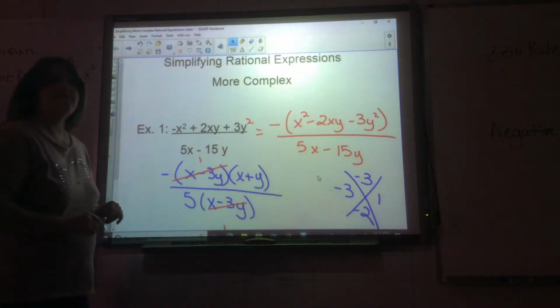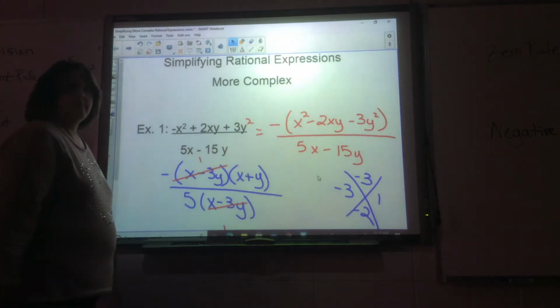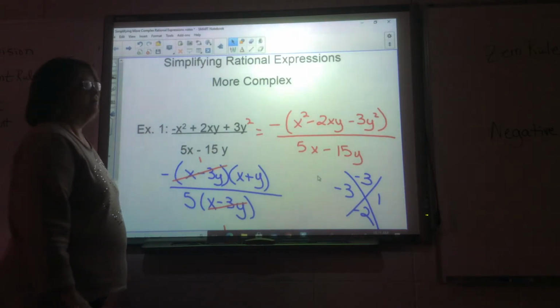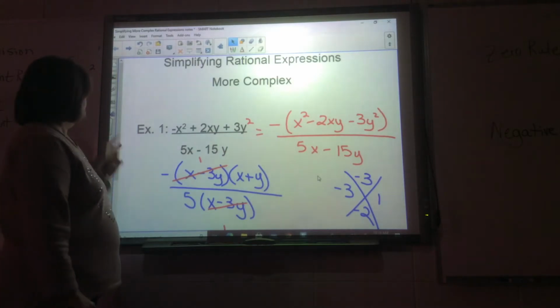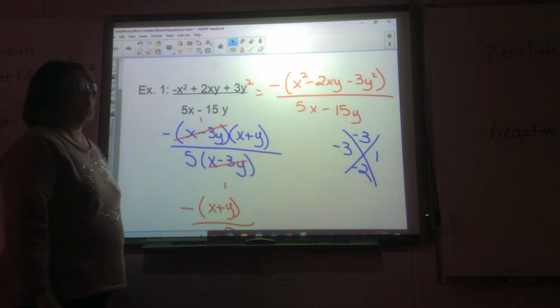Okay, we're gonna simplify rational expressions that are a little harder and may have a few little twists. Usually it has to do with a negative sign that throws things off. So, this is our first problem. We have negative x squared plus 2x plus 3y squared over 5x minus 15y.